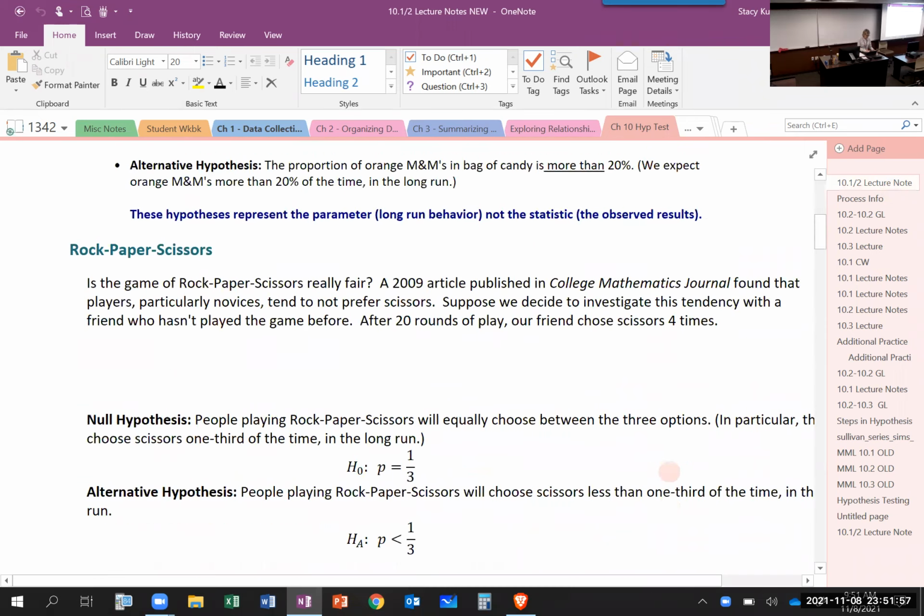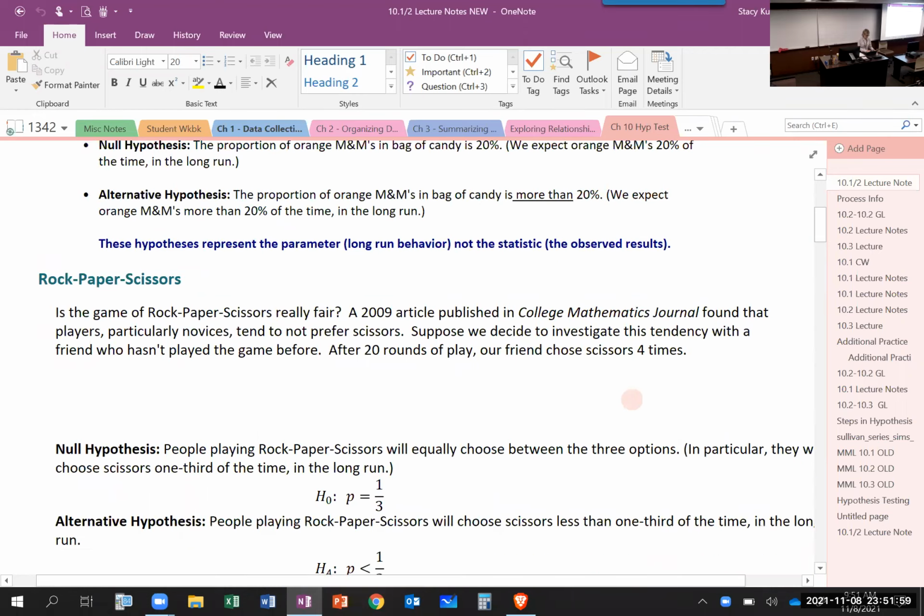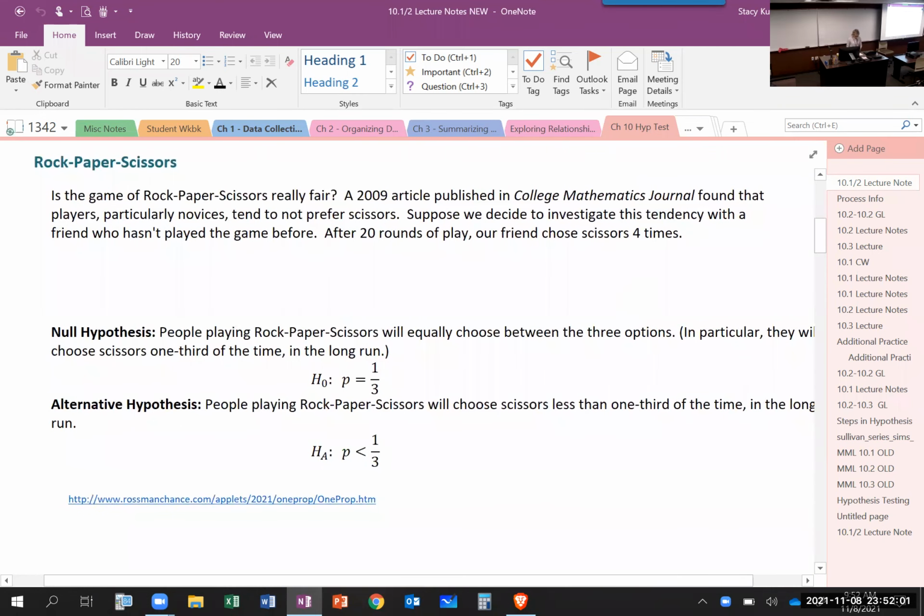So let's look at this idea right here, okay? And kind of see how basically everything we've done so far is all related to what we're about to talk about.